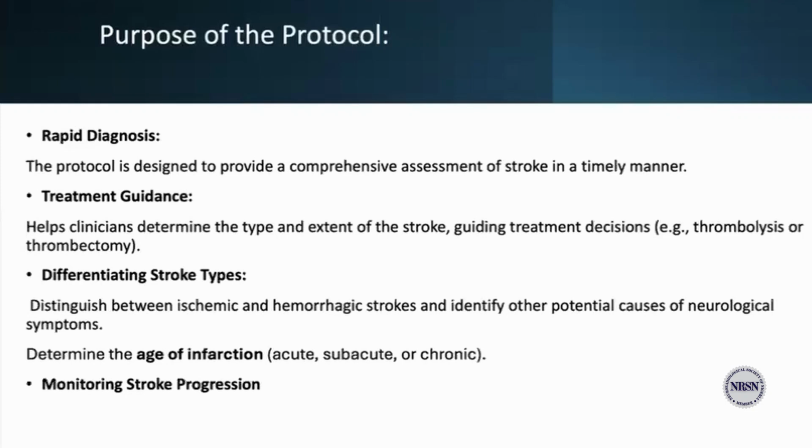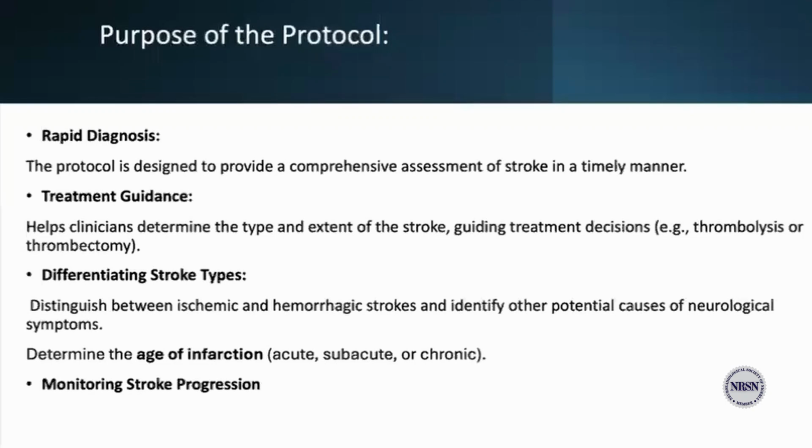We'll start with the stroke protocol. The stroke protocol is all about speed and accuracy. Its main goal is to enable rapid diagnosis so that we can quickly assess the type and extent of the stroke. This is critical for guiding urgent treatment decisions like whether to proceed with thrombolysis or thrombectomy.